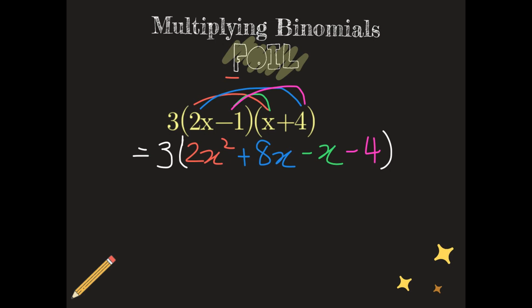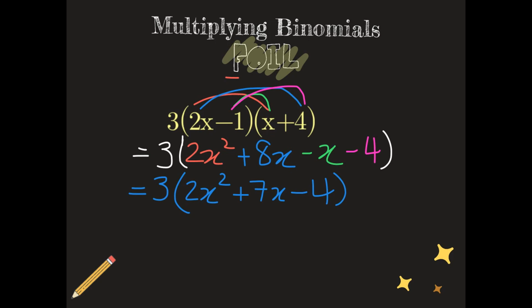Now what I want to do is simplify what's in the bracket before I move on. So again, we're ignoring the 3. We're just going to leave it right there. You have 2x squared plus 8x minus 4. If I'm collecting like terms and adding them up, the 2x squared stays there. Positive 8x minus x will be positive 7x minus 4.